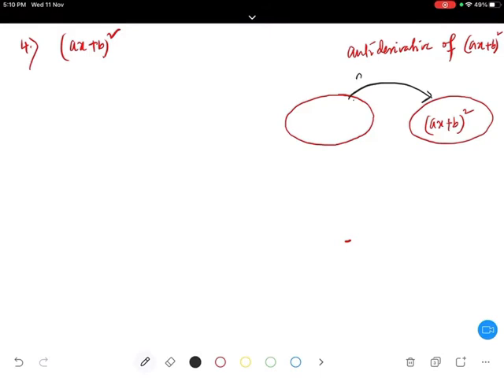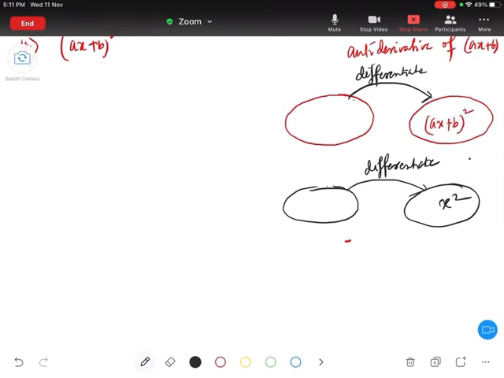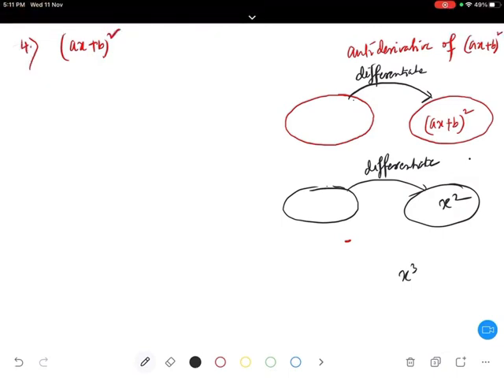Acha, this one is too confusing. Let me ask you a simpler thing. Please tell me, what should I differentiate to get x square? Just tell me the basic thing. The differentiation of x cube is what? It's 3x square, right? So it's just like x square. So I can say that the differentiation of x cube is closer to x square, right?